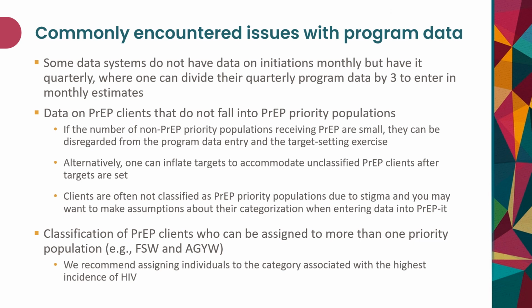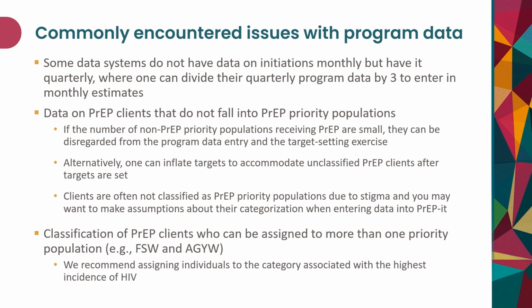There are some commonly encountered issues that come up when entering in program data in PrepIt. First, some data systems do not have data on initiations monthly, but they do have this quarterly. So in this case, one can divide their quarterly estimates by 3 to enter in their monthly estimates.